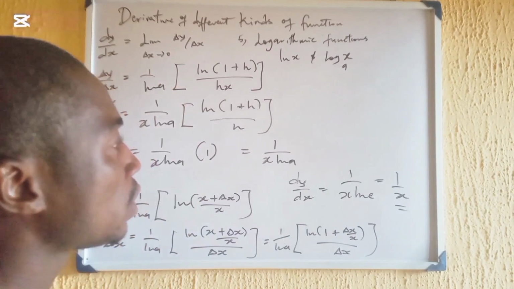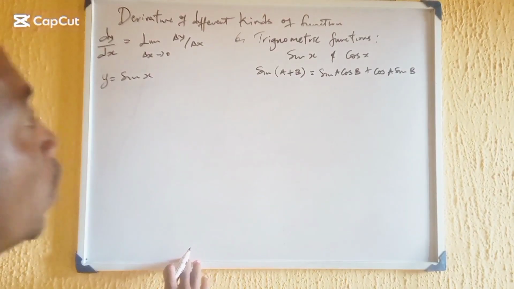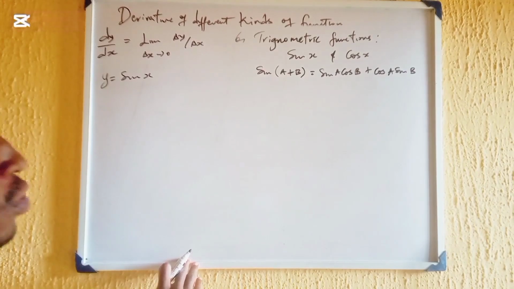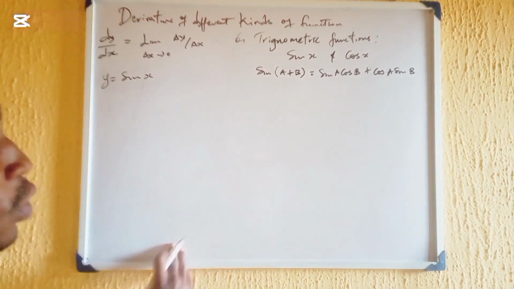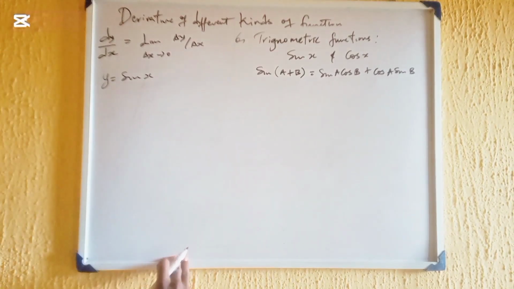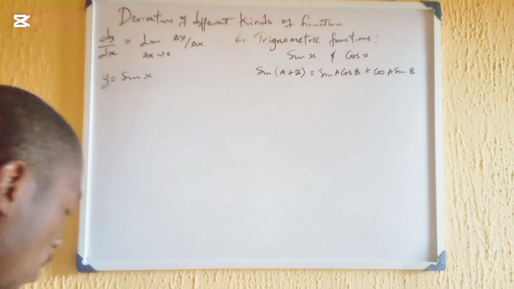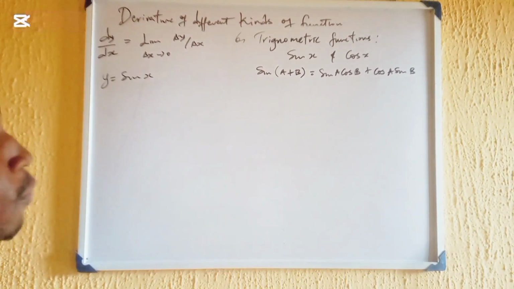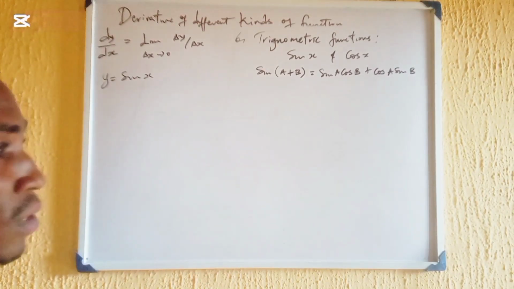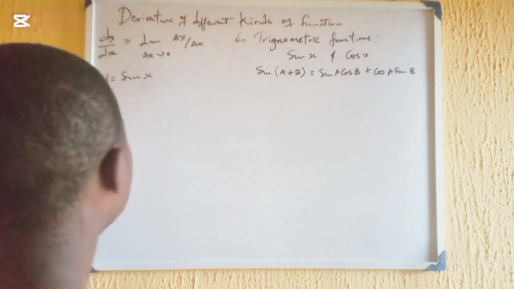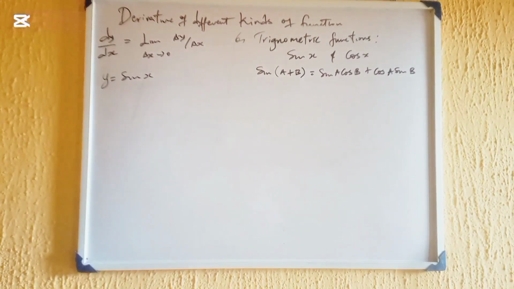Let's look at the next thing. So the next function we are considering is trigonometric functions. We want to get the derivative of trigonometric functions. And we'll focus on sin x and cos x. So if we can get the derivative of the two of them, it's easy to get the derivative of tan x and other ones.